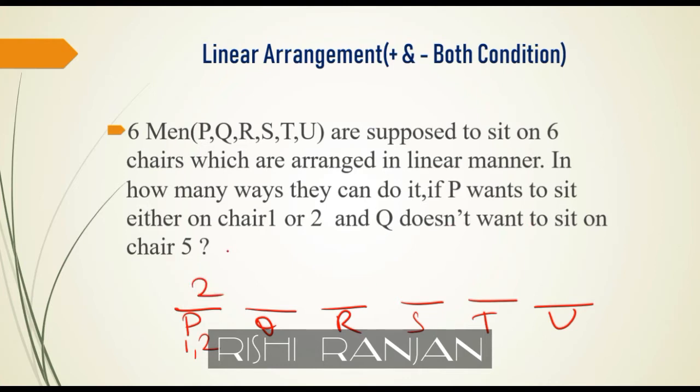Q does not want to sit on chair 5. So, because it is not chair 5, it can be 1, 2, 3, 4 and 6. But out of 1 and 2, one of them has been taken by P, any one of them. So let's consider 1 is taken by P. In that condition, for Q we have 1, 2, 3, 4 options. Q has 4 options. And out of 6, now 2 chairs have been taken. So for others, we have 4, 3, 2, 1 options. That's the answer.